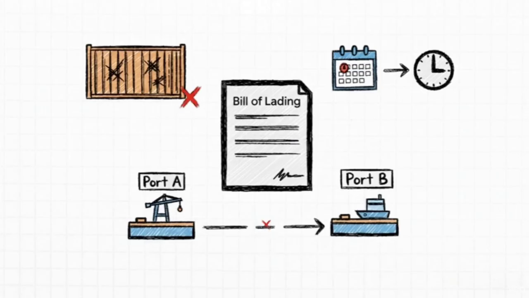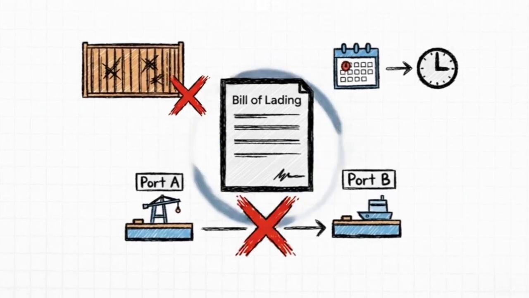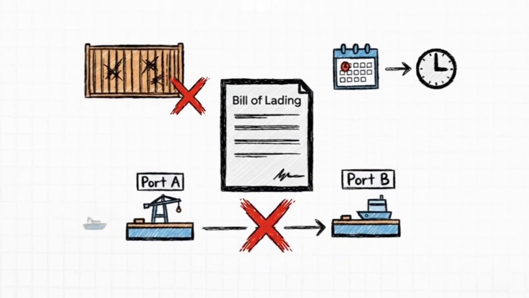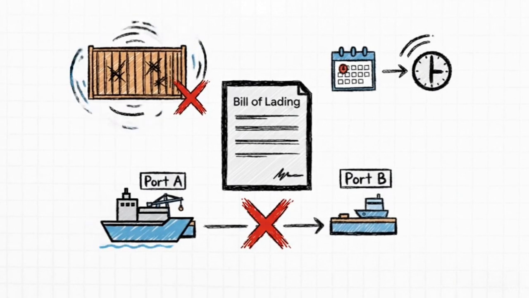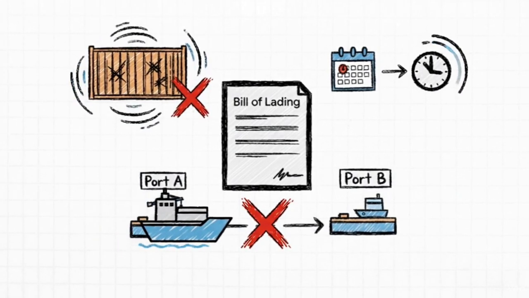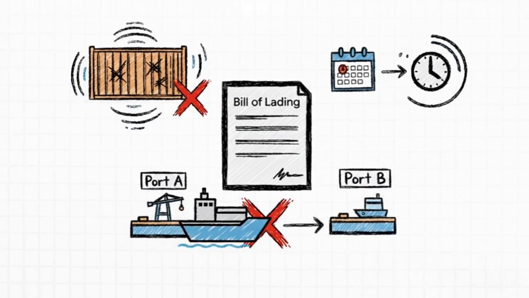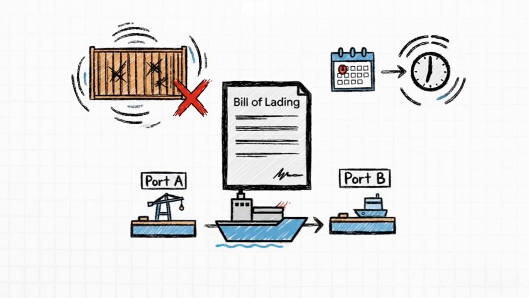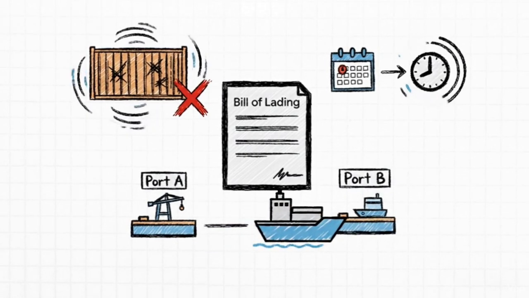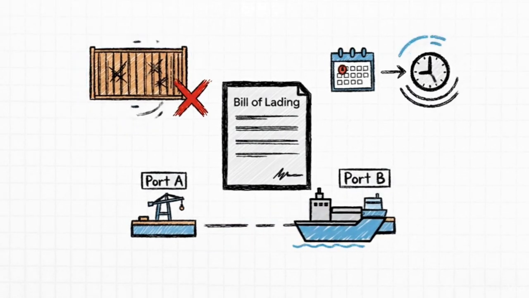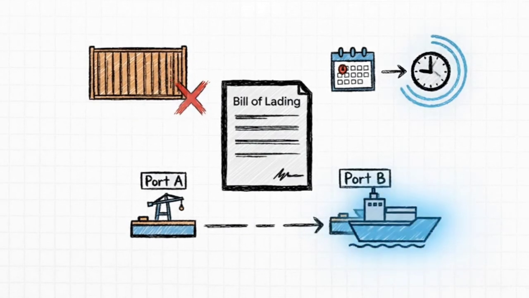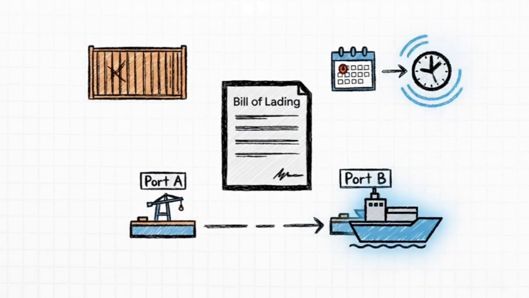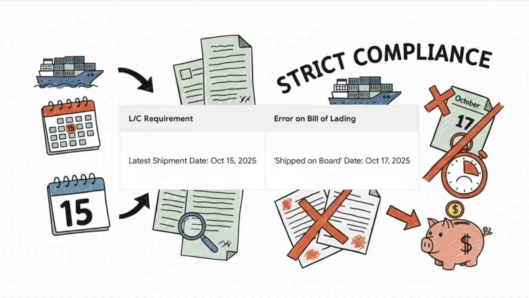When you're shipping by sea, the bill of lading is king. The bank and the buyer need to see what's called a clean bill of lading. That just means the shipping company received the goods in good condition. But if the carrier makes a note on the document, something like packaging damaged or 5 cartons crushed, it becomes an unclean bill. That is a massive red flag and a clear discrepancy. And of course, a late shipment, even by 1 day past the LC's deadline, is one of the most common and absolute reasons for rejection.